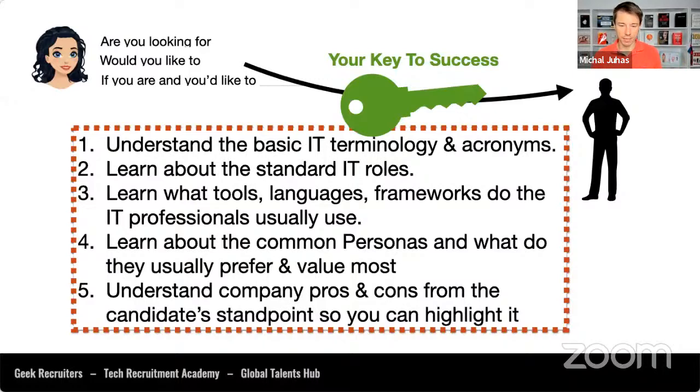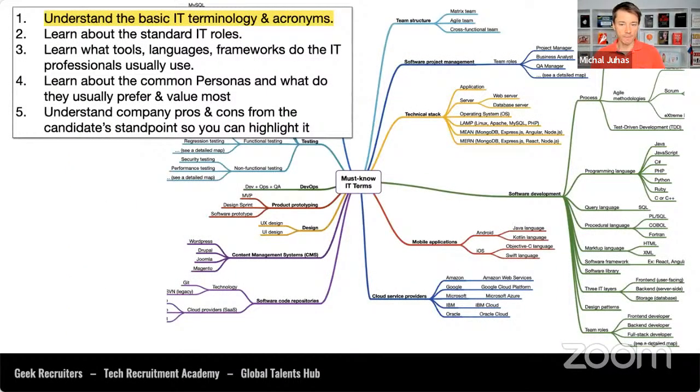So these are the steps that I go through with my colleagues and also with our clients, with other staffing agencies, the key to success, so to speak. The first step is to understand the basic IT terminology and acronyms. The second step is to learn about the typical standard IT roles. The third step is to learn what tools, languages, and frameworks IT professionals actually use. Number four, to learn the common developer personas, so to learn about developer psychology and what they usually prefer and value most. Number five, understand company pros and cons from the candidate standpoint so that you can sell those opportunities even better. Let me go through these one by one, starting with the first one, the IT terminology and acronyms.